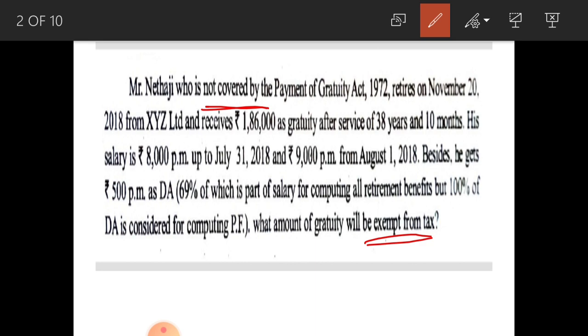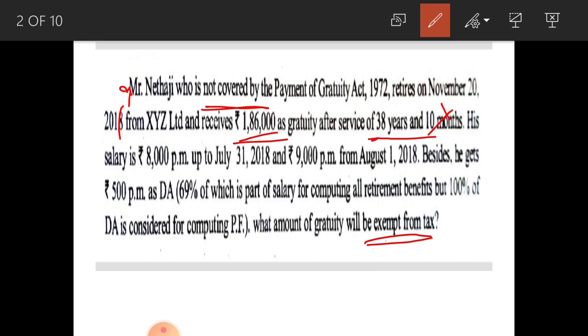See here, he retires on November 20, 2019, from XYZ Limited and receives 1,86,000 as gratuity. This is the actual amount of gratuity received. For the service of 38 years 10 months, you have to ignore the 10 months, because under not covered by the Payment of Gratuity Act, you have to ignore the fraction of years. Therefore, his completed years of service in this company is only 38 years.